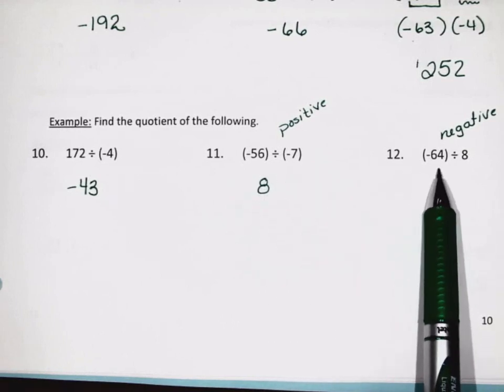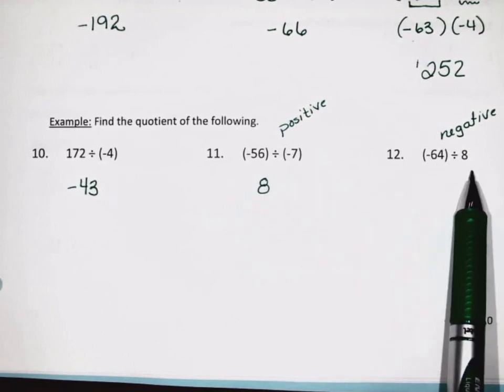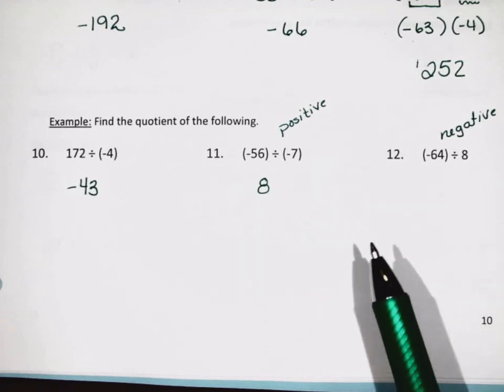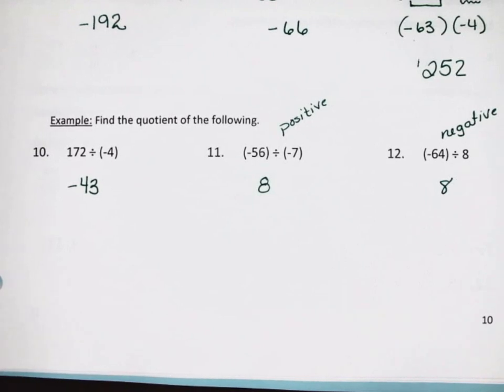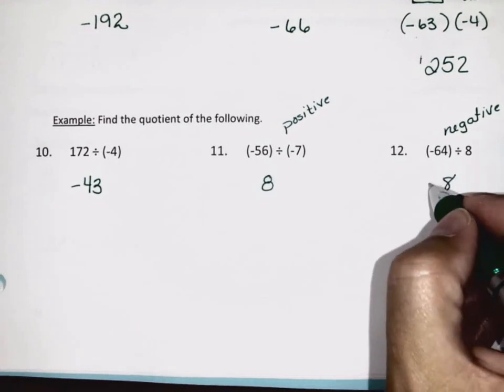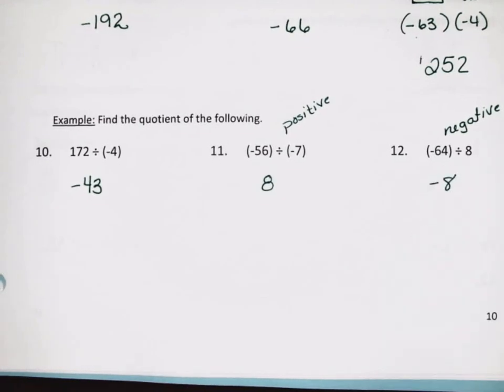We can probably do this one as well. Negative 64, sorry, divided by 8. 8. And you guys see, I'm like, 64 divided by 8. I don't even look at the signs because I know my answer should be negative. So I need to put my negative sign in there, right? That's the important part.